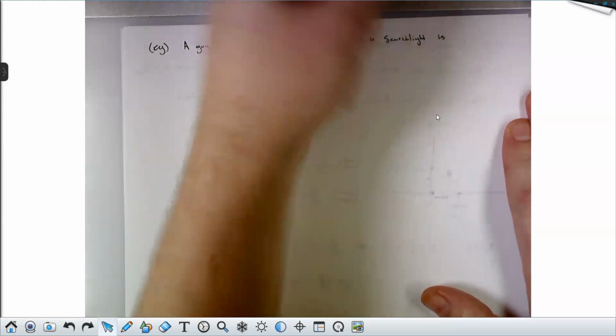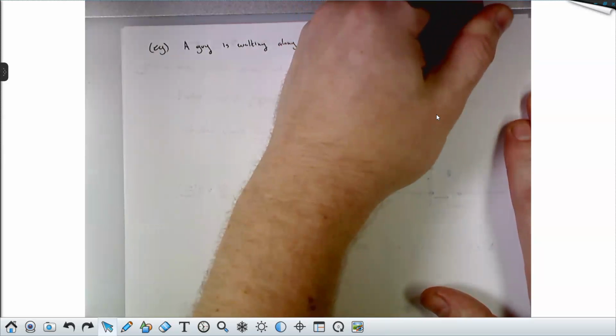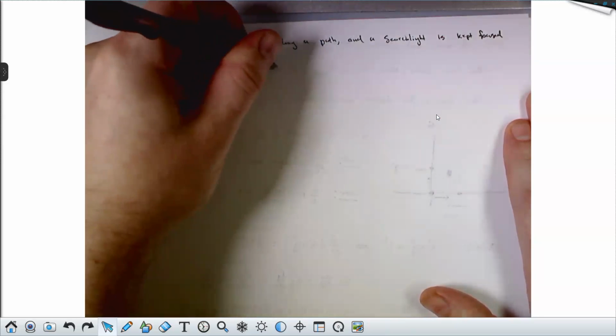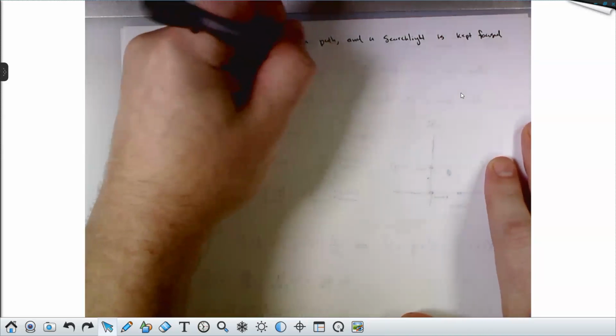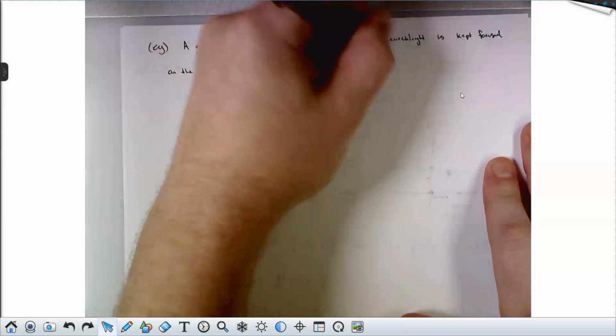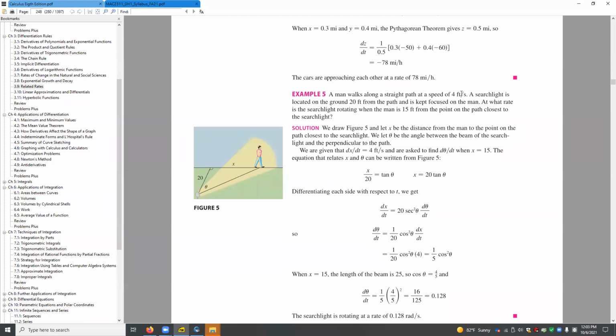So maybe he's running from the cops. Who knows? Searchlight is kept focused on the man as he walks. We need to look at the geometry of the problem, right? So they say he's walking at 4 feet per second, and the searchlight is 20 feet away from the path.